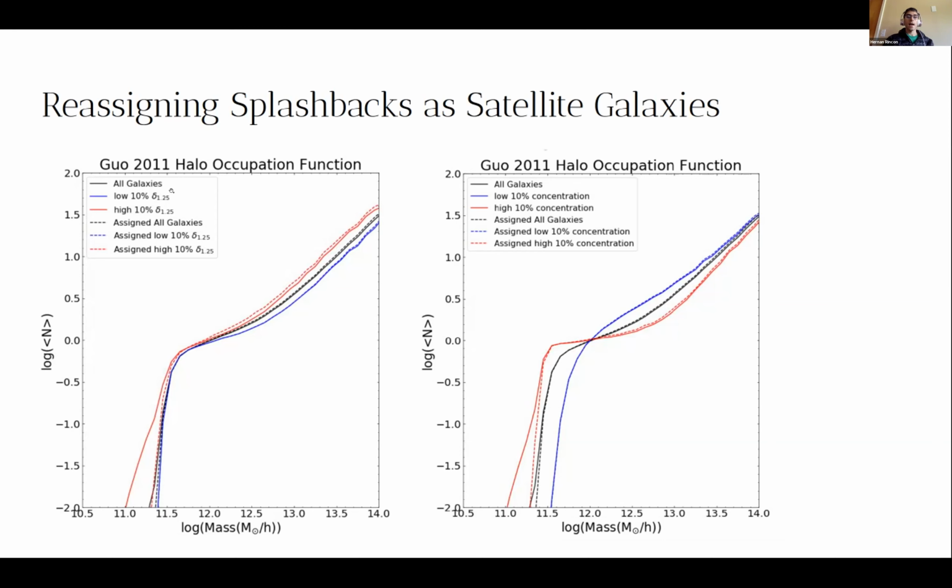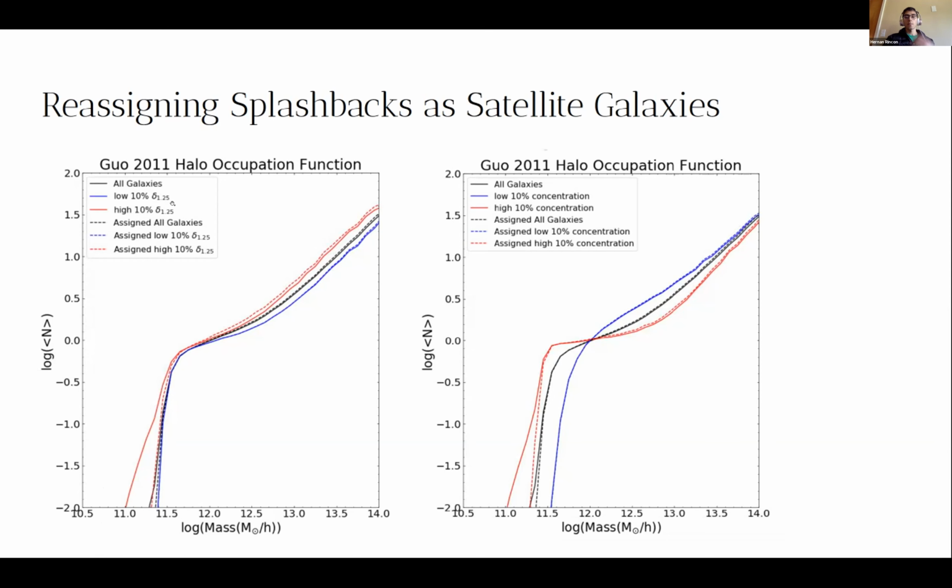So on the left image here, I have a halo occupation function that I made, similar to the one I showed before. I have these solid lines that show the trends, with a black line for the full galaxy sample. The galaxy assembly bias parameter I use in this plot was an environmental parameter. So I have a blue line here for galaxies in the 10% least dense environments, and a red line for galaxies in the 10% most dense environments. And again, you can see with these solid lines, there's this difference in the shape of the functions for the solid red versus the solid blue line. So that indicates the presence of galaxy assembly bias.